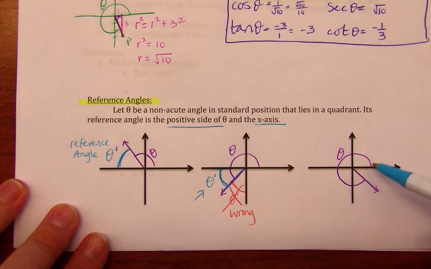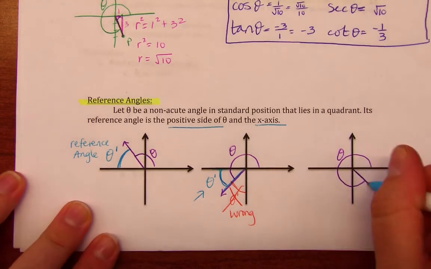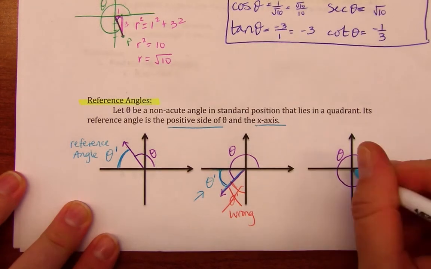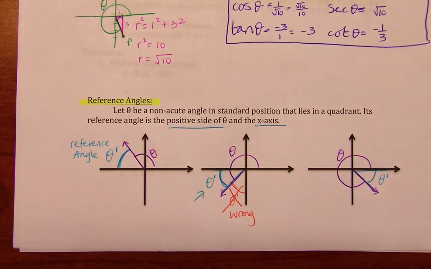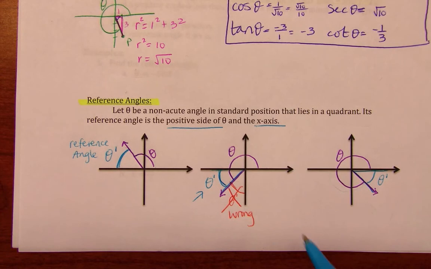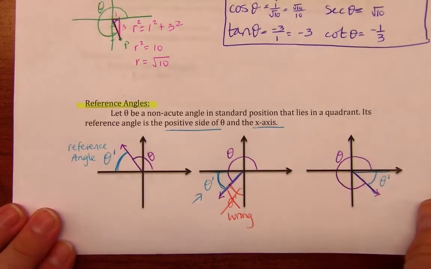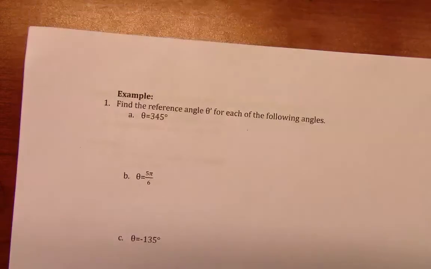And then the last one, if theta ends up in quadrant 4, our reference angle is the terminal side and the x-axis, and so this is our reference angle. Now the really cool thing about reference angles is this angle here and this angle here can be evaluated and we'll get the same answer. Okay, so let's go ahead and flip the page now and put this into practice.